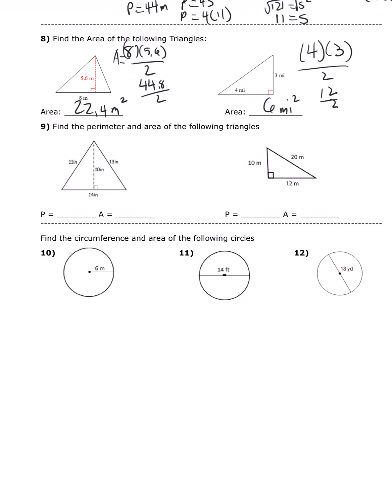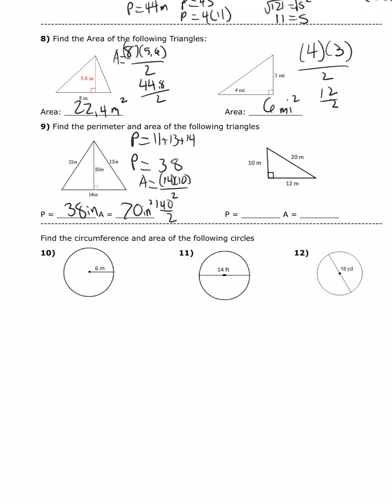All right, now we're looking for perimeter and area. Perimeter, remember, we add up all the sides. So perimeter is equal to 11 plus 13 plus 14. So that's going to be 38. And then area, again, area of a triangle is base times height over 2. So that's going to be 14 times 10 over 2. So that's 140 over 2. So the area then is 70 square inches.